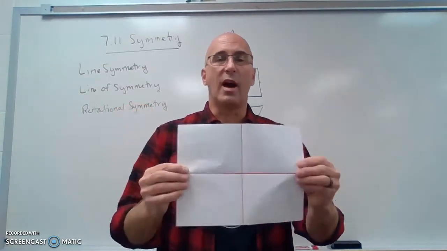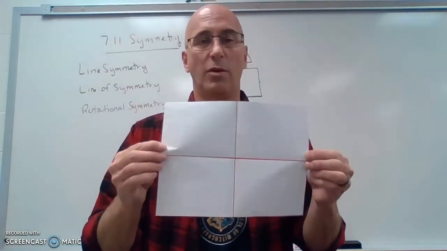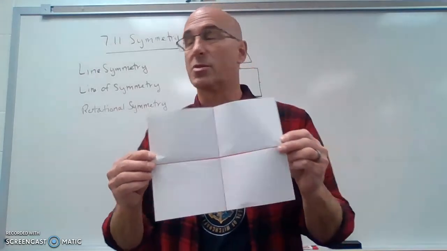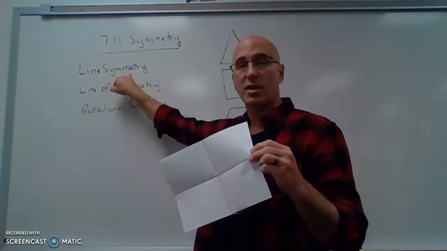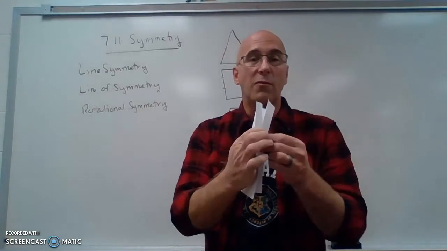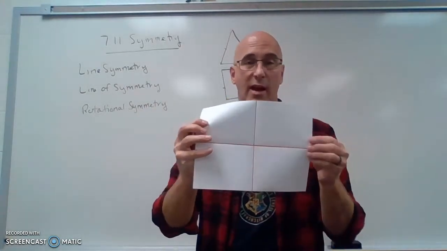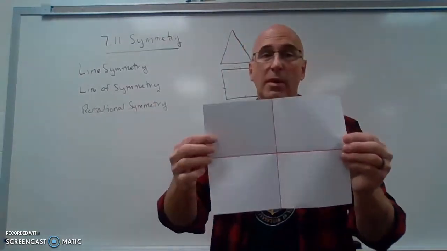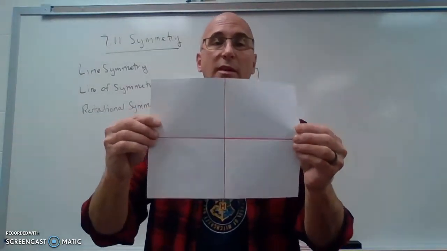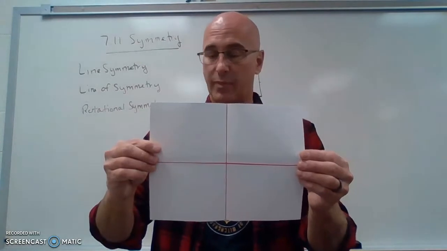So we call the lines that we can fold lines of symmetry. So we have line symmetry when we can literally fold or reflect across that line and have it match up. And a shape can have multiple lines of symmetry.